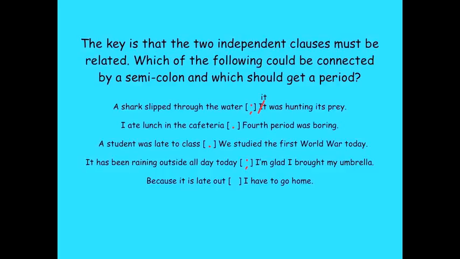Because it is late out, I have to go home. Well, I hope I didn't trick you here. "Because it is late" is a dependent clause, not an independent clause. And we learned in a previous lesson that you have to use a comma in a situation like this. So remember, always make sure they're both independent clauses. The boy ran away, huffing and puffing. Well, once again, we do not have two independent clauses here, so this also would need a comma. So always be careful. Make sure both are independent clauses before you use the semicolon.